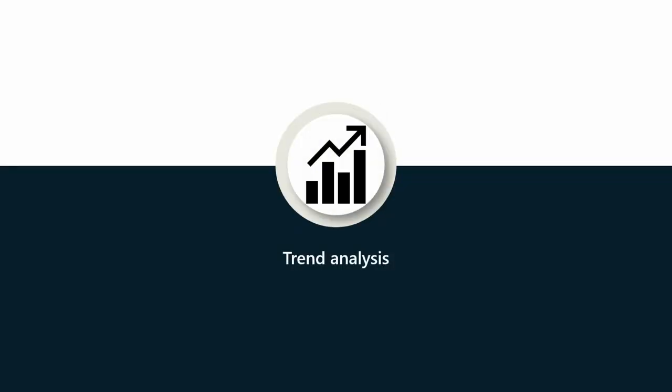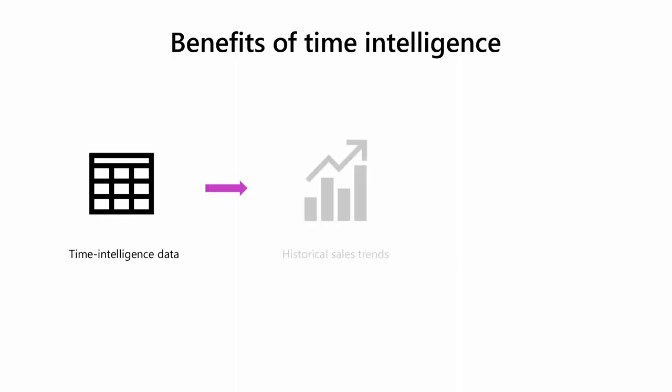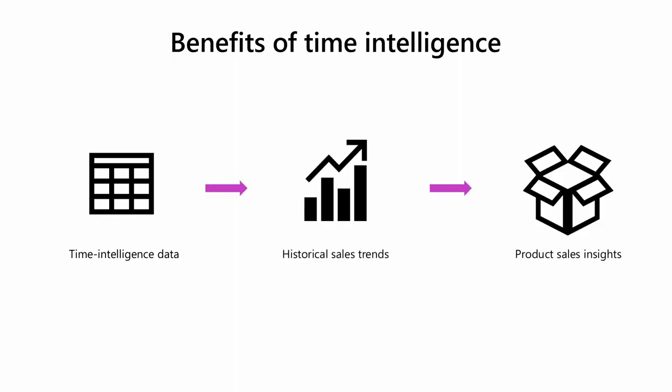Time intelligence is useful for trend analysis. Identifying trends in past business performance is crucial for future decisions. For example, AdventureWorks can use time intelligence data to examine historical sales trends and recognize if certain products sell better at specific times of the year.